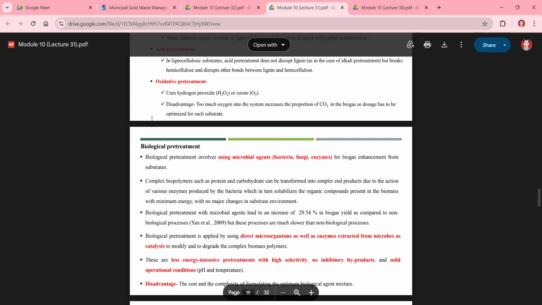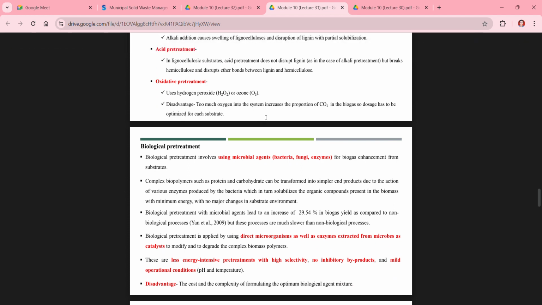But the major disadvantage with this process is that too much oxygen in the system increases the proportion of CO2 during the anaerobic digestion process, which will result in a higher amount of CO2 gas component in the resulting biogas. And we know if the CO2 content is getting higher than 44% in the resulting biogas, that biogas will not be suitable for fuel purposes.